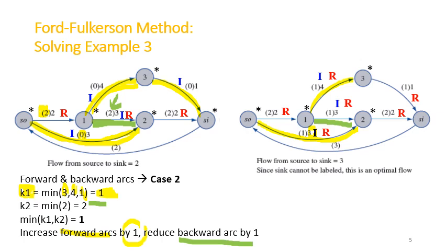From 3, you cannot reach the sink because the property from 3 to sink is a reduced arc. You cannot go forward. So if this happens, it means we have reached the optimal solution. For this case, the optimal solution is having the maximum flow of 3 from source to sink. This is 1 and this is 2, so the total flow is 3.